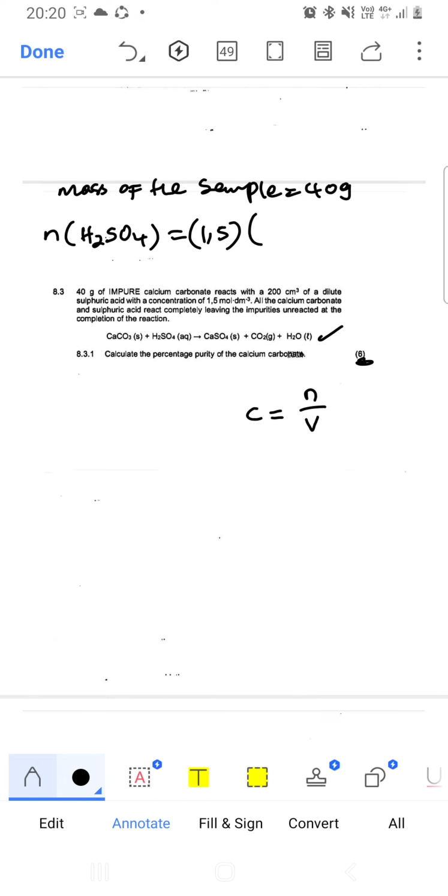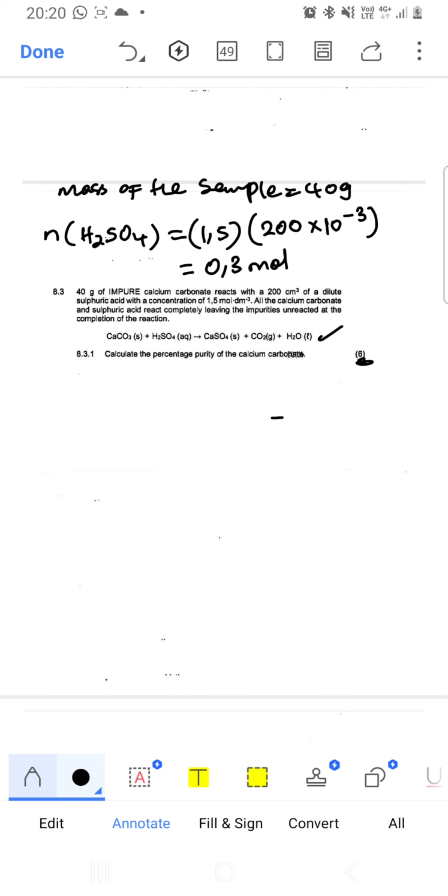Since the volume is in cm³, you have to convert it to dm³. So it means it is 200 multiplied by 10 to the power of negative 3, right? It's more like saying 200 divided by 1,000. That's how you convert cm³ to dm³. And then we get the answer as 0.3 moles, right?